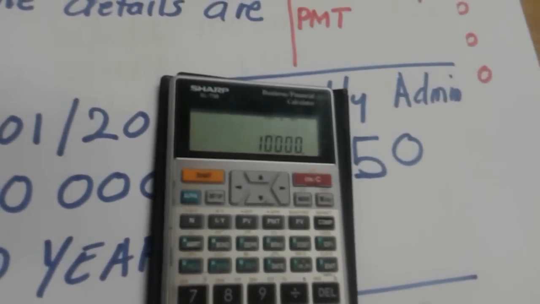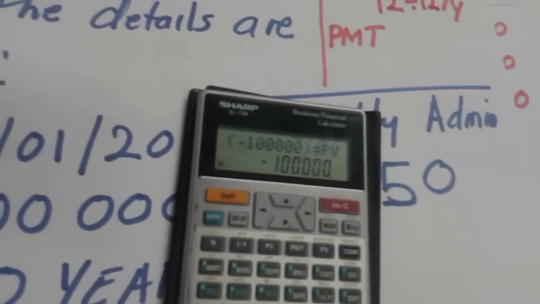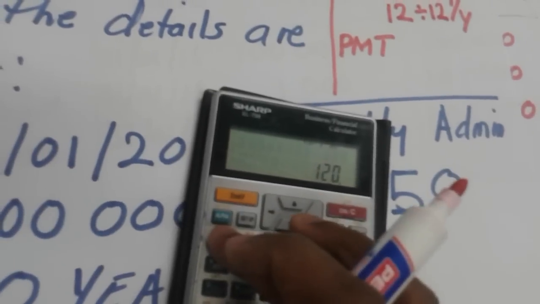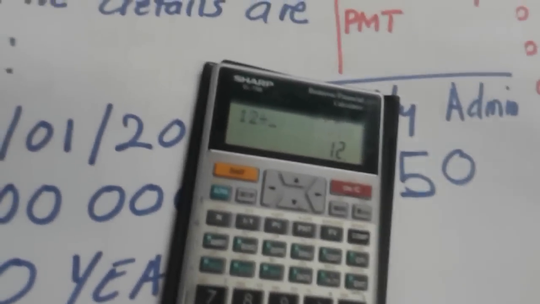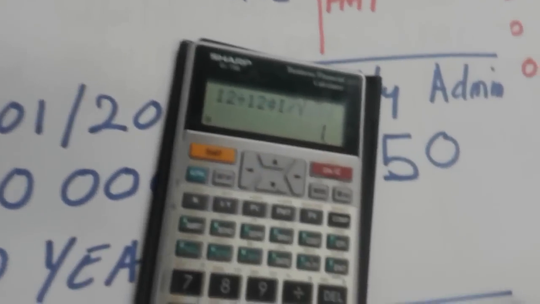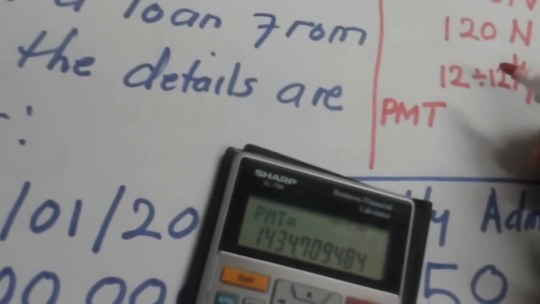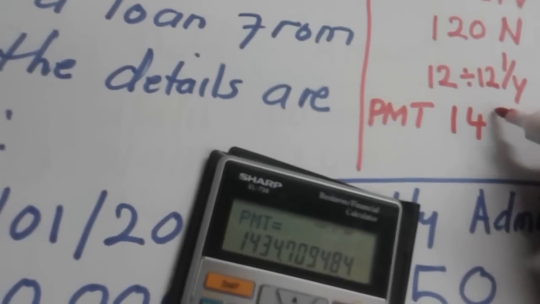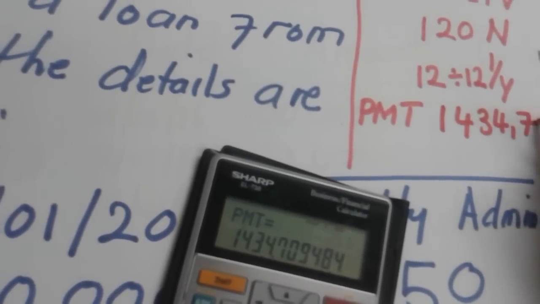So quickly let's compute our PMT. So 100,000, plus minus, that's your PV. Then 120, that's your N. And then 12 divided by 12, or just 1, that's your I. Then compute PMT. So you see your answer now is 1,434.71.